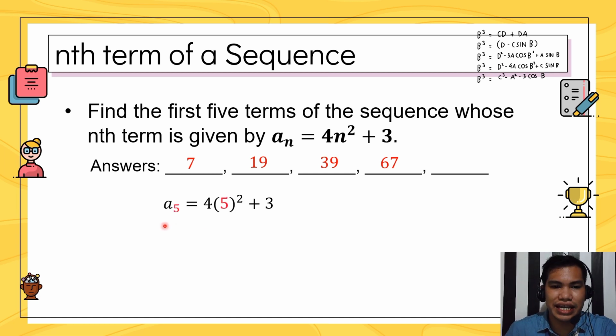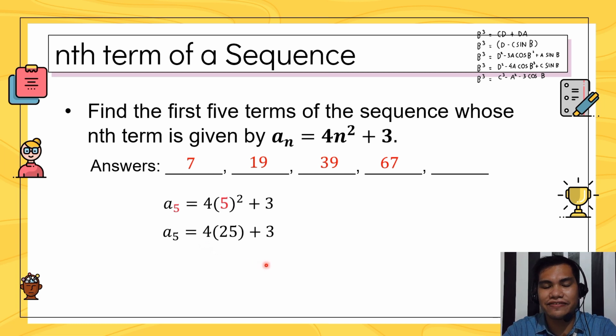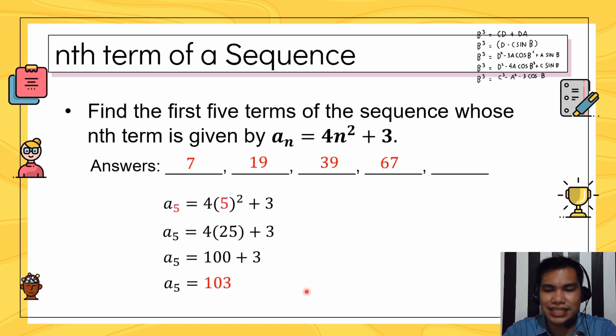So, ang ikalima, we have a sub 5 is equal to 4 times 5 squared plus 3. So, that is 4 times 5 squared is equal to 25. So, 4 times 25 plus 3. Simplifying that one, 100 plus 3. And that is equal to 103. Very good. So, our fifth term is equal to 103.